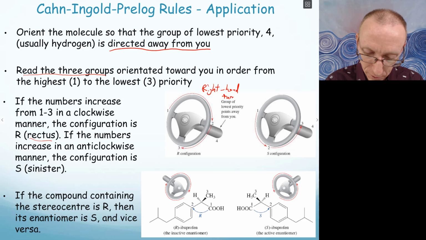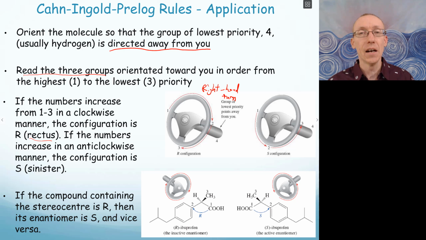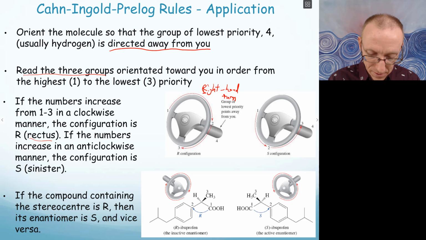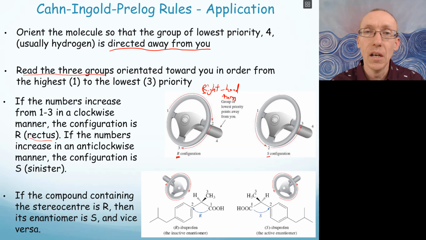Okay, so if you're going to make a right-hand turn in a car, then you're going to turn the steering wheel clockwise to make that right-hand turn, and so that one is R, clockwise. S is where we go the opposite direction. So as long as you remember R as a right-hand turn in the steering wheel, then you'll be good to go, clockwise.